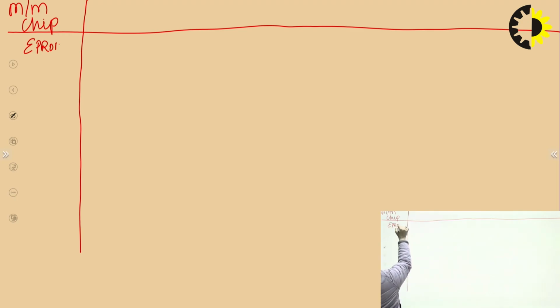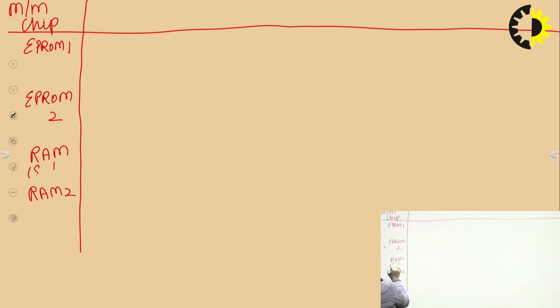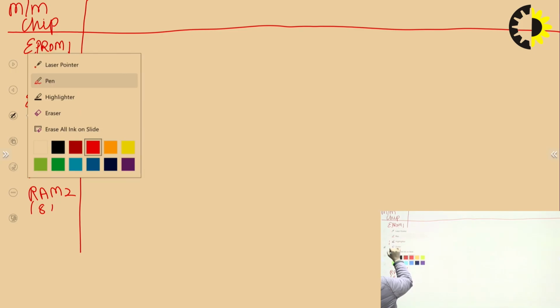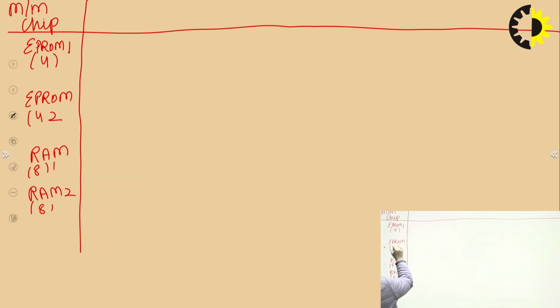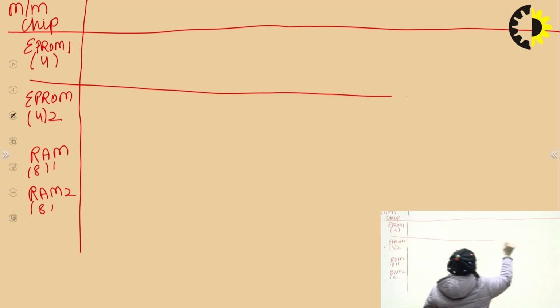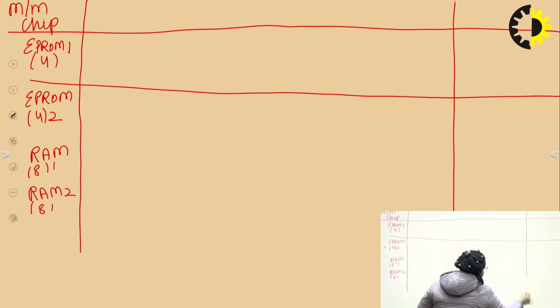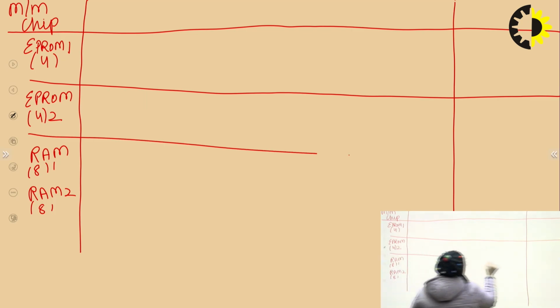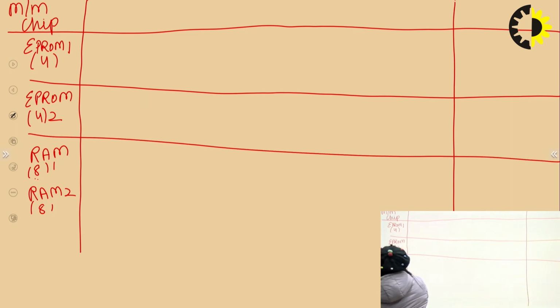EPROM 1, EPROM 2, RAM 1, RAM 2. These are of 8 KB. Sorry, these are of 4 KB. Draw a partition here for the address lines. In the exam also we can do it like this.